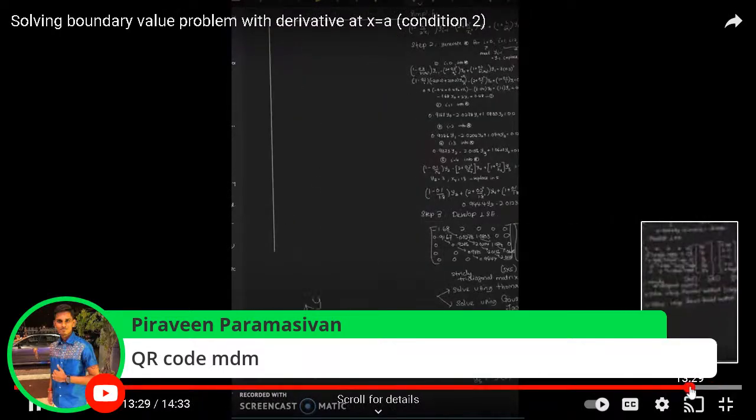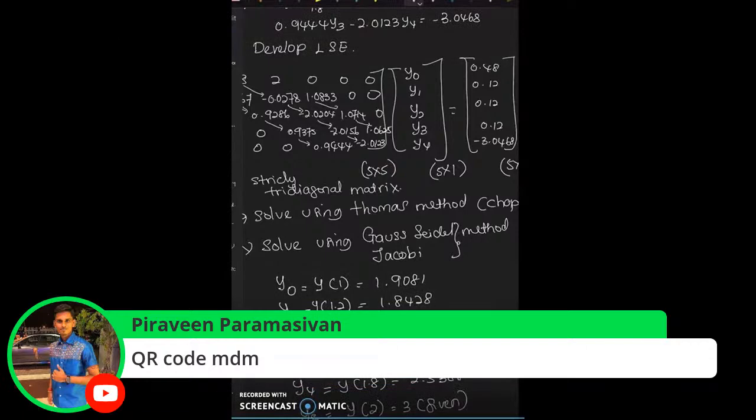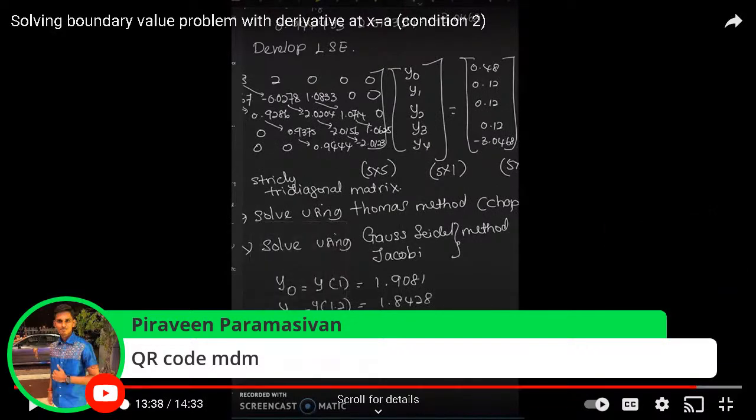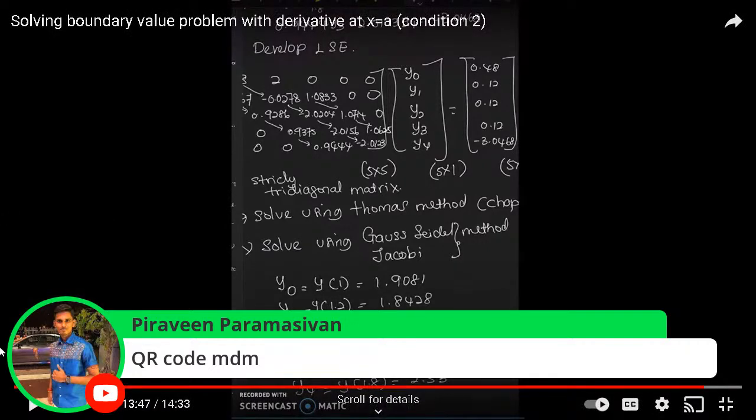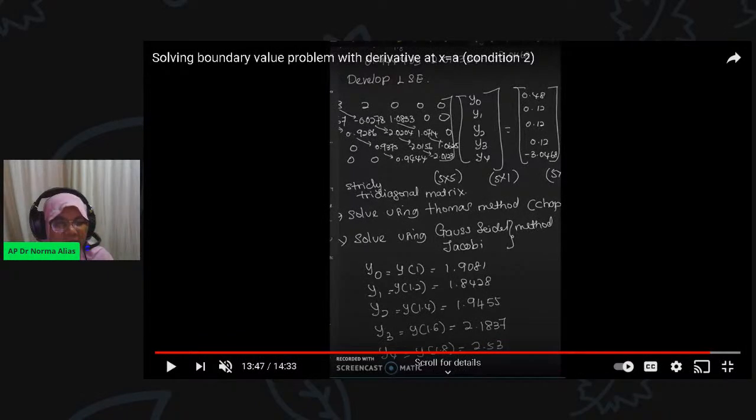So to get the values y0, y1, y3, y4, you must be careful. Why do you need to be careful? Because, as I express again here, to get y0, you need to have y negative 1. To get y4, you need to replace y5 with 3. So be careful at the corners when y equal to 0 and y equal to 4. Be careful at the corners, especially to get y0 and y4.